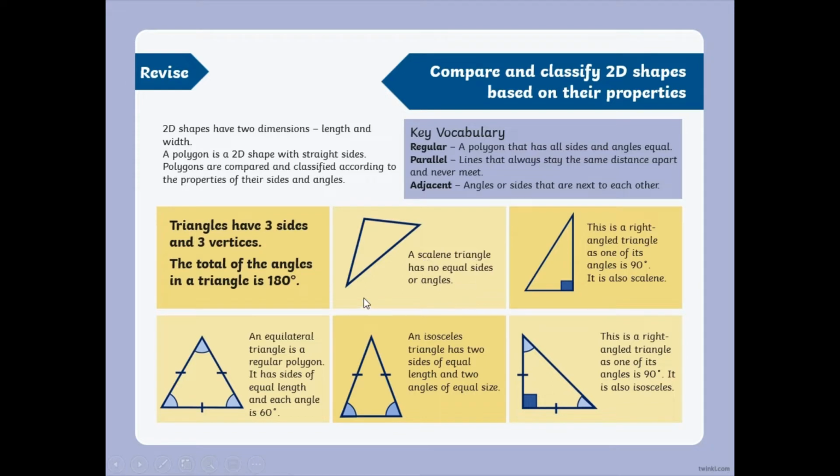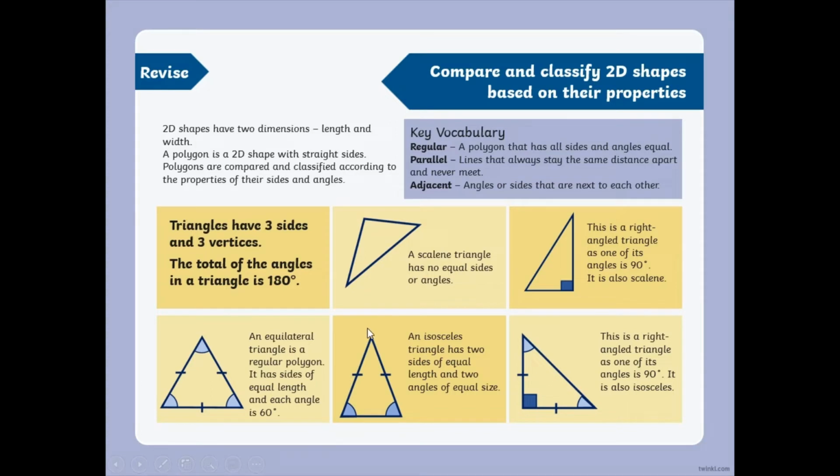So a scalene triangle has no equal sides or angles. A right angle triangle is this one here, as one of its angles is 90 degrees. It is also a scalene triangle. Now, an equilateral triangle is a regular polygon, and that's because all sides are the same length and all angles are equal to 60 degrees.